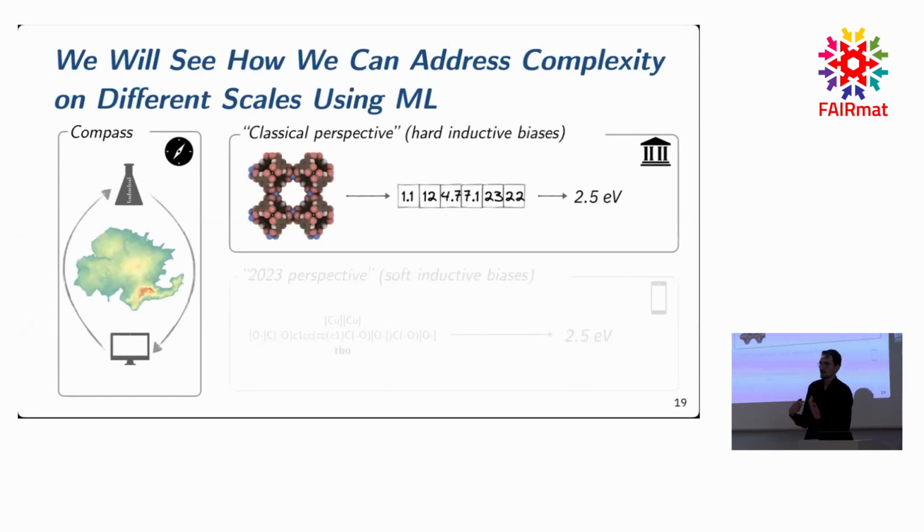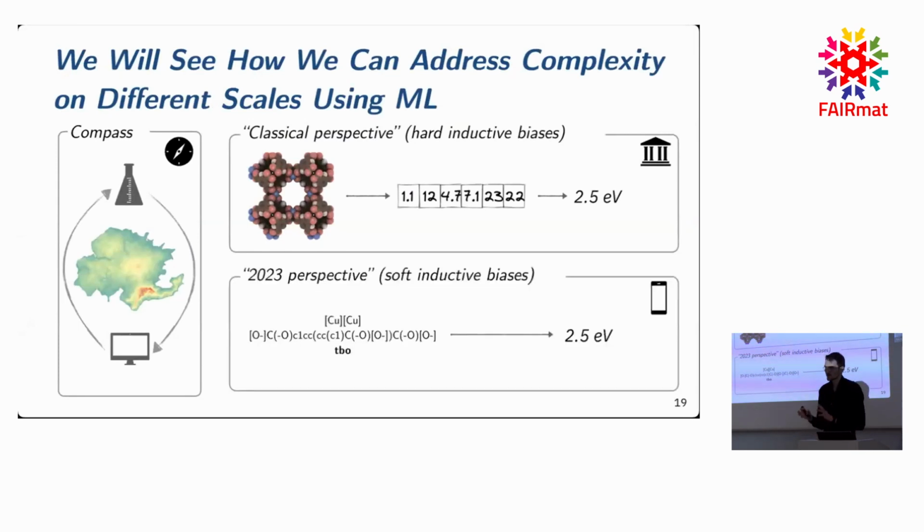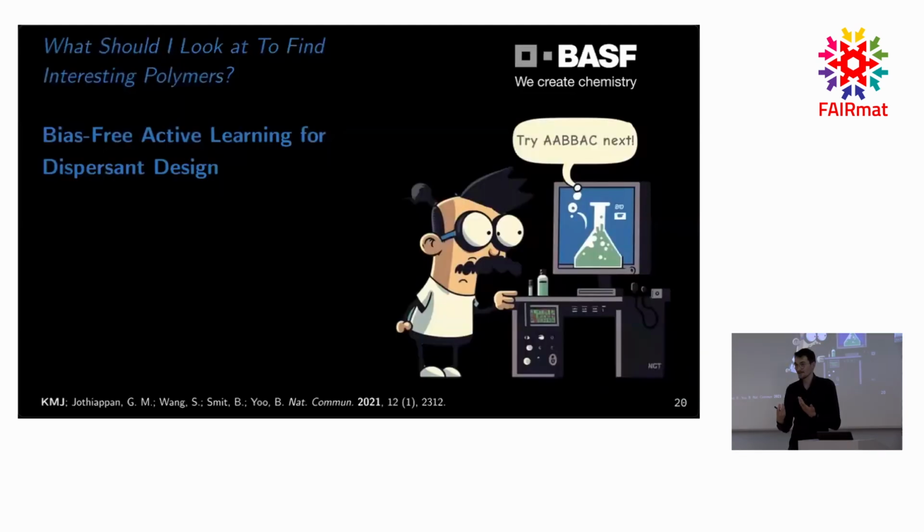And then perhaps a novel way of doing this using LLMs, which also have inductive bias, but they are quite different from the ones that those old techniques have. So let's start with using this search theme. Let's see how we can use the models to guide us through chemical space.